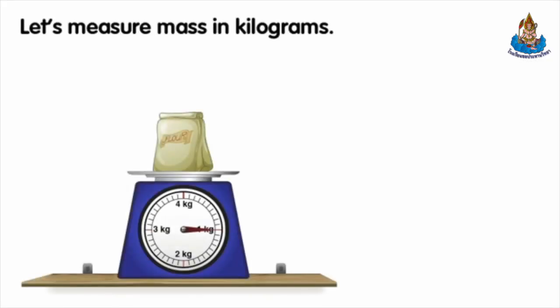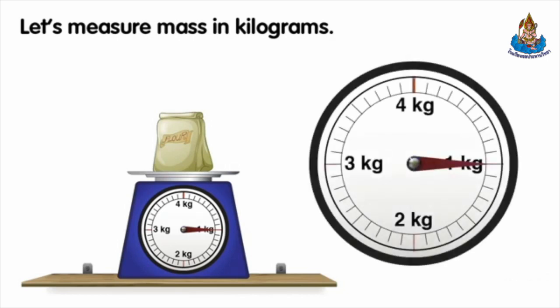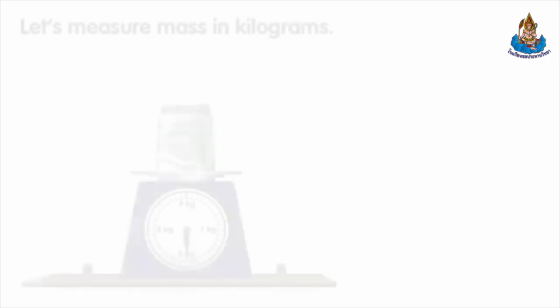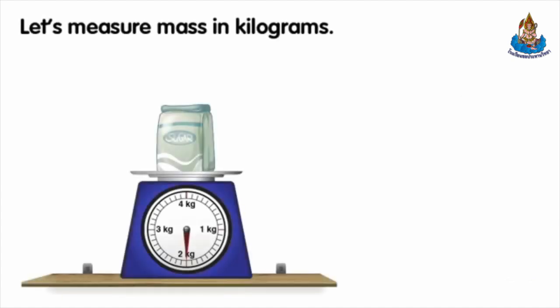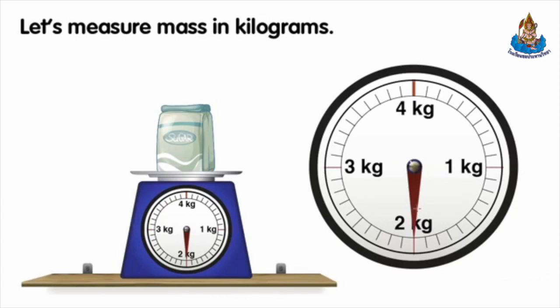Now, let's measure mass in kilograms. We're going to start with this flower. Look at this. The pointer is pointing at 1 kilogram. Therefore, the mass of the flower is 1 kilogram. Next, we have sugar. The pointer is pointing at 2 kilograms. Therefore, the sugar's mass is 2 kilograms.